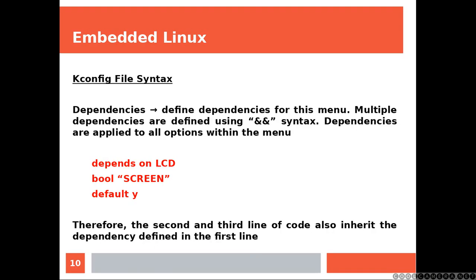Dependencies. Dependencies define dependencies for this menu. Multiple dependencies are defined using && syntax. Dependencies are applied to all options within the menu. Right? Therefore, the second and third line of code also inherit the dependency defined in the first line.